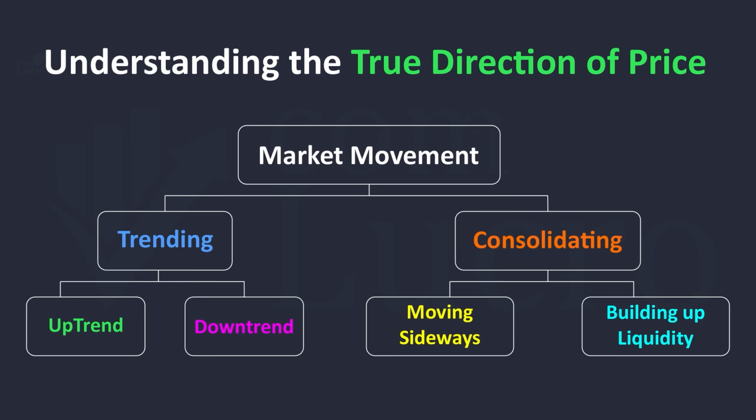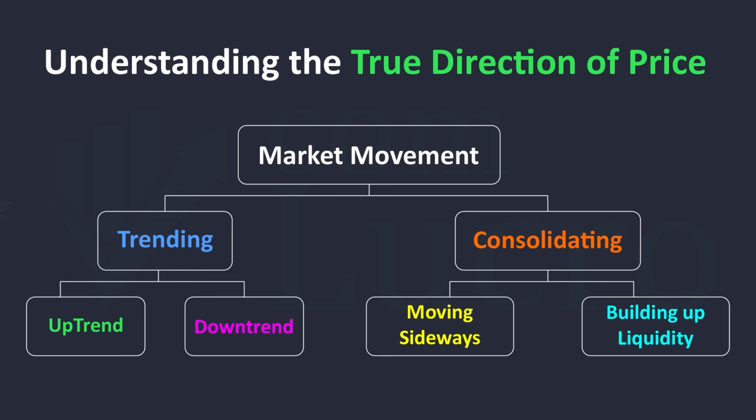The first and most essential step in reading trend direction within market structure is identifying where price is currently headed. In simple terms, you need to determine whether the market is trending or moving sideways. Price usually behaves in only two broad ways, either advancing in a clear upward or downward trend, or pausing in a consolidation zone where it moves sideways and gathers liquidity.